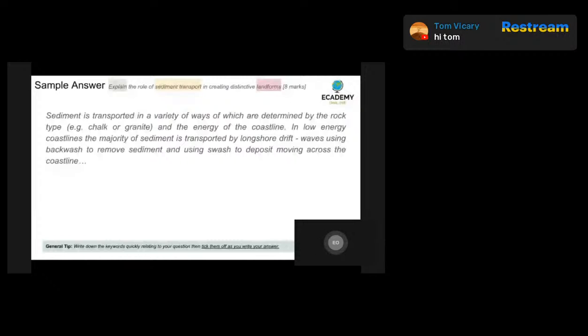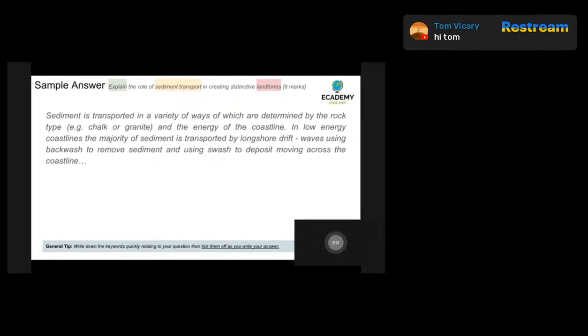Sediment is transported in a variety of ways which are determined by rock type, for example, chalk or granite, and the energy of the coastline. In low energy coastlines, the majority of sediment is transported by longshore drift, waves using backwash to remove sediment, and using swash to deposit moving across the coastline.